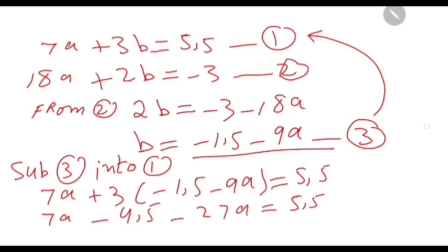Now I simplify. It's going to be a -20a equal to 5,5. This 4,5 I pull over that side, and it becomes positive 4,5. So therefore -20a is equal to, I add, the answer is 10. 5,5 plus 4,5 is 10.